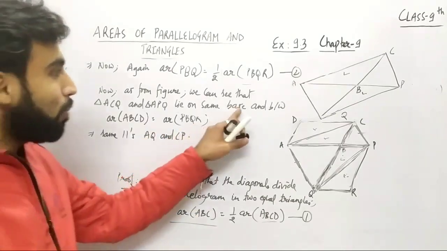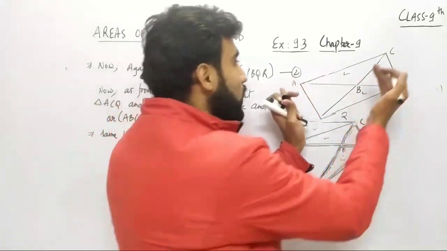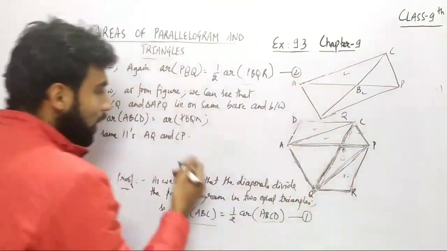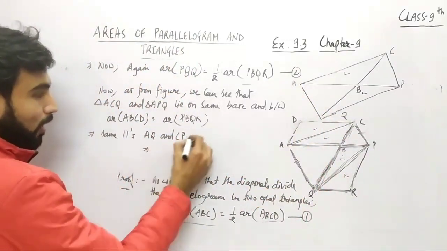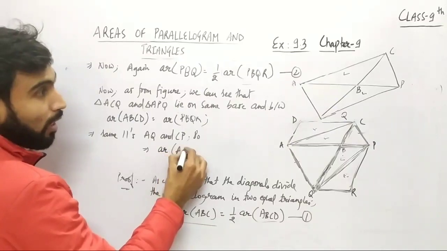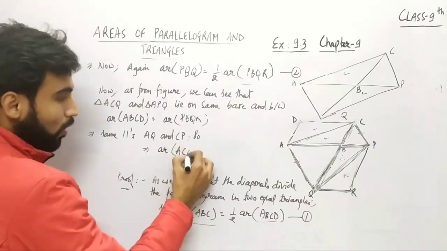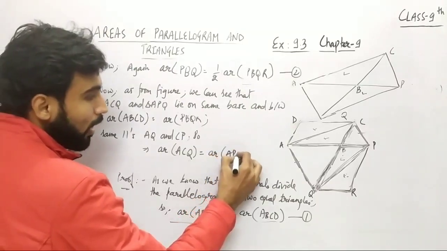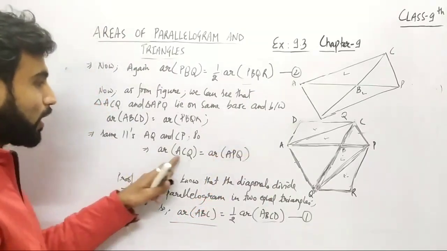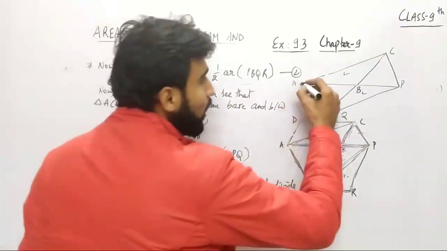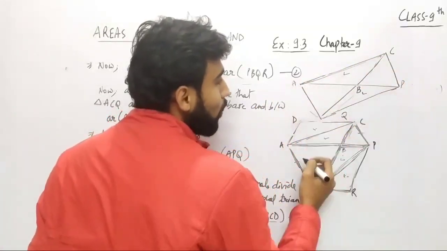So both lie on the same base AQ and between the same parallels AQ and CP, so what will be the area of both these triangles? Equal. So this implies that area of triangle ACQ is equal to the area of triangle APQ, right? So here the area of ACQ became equal to what? APQ. Now you will observe that we have proved the area of these two triangles equal.